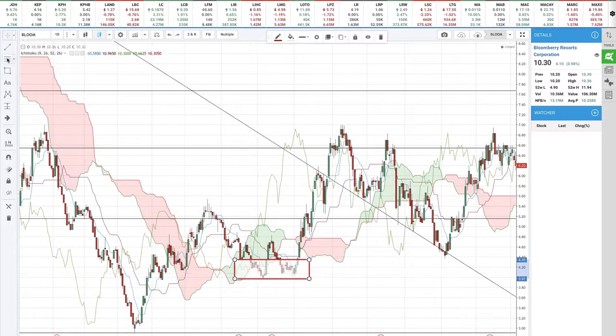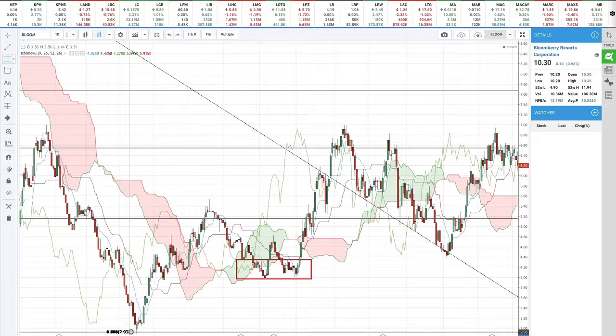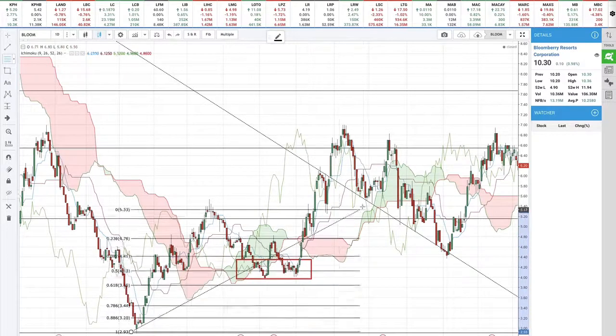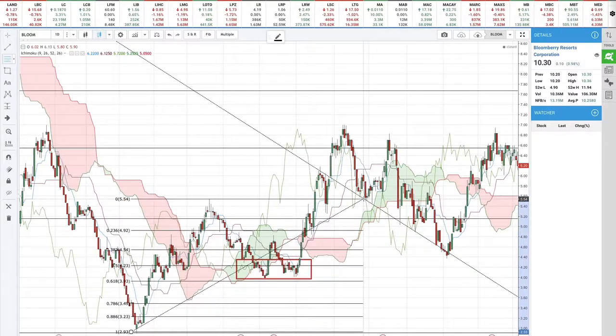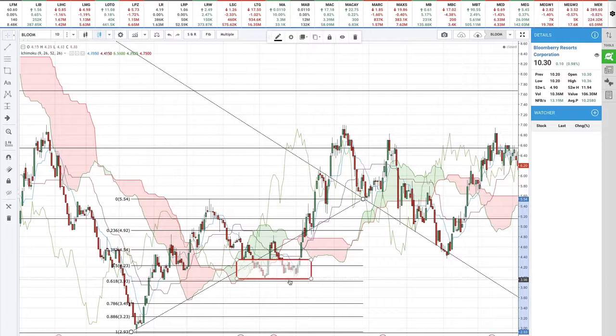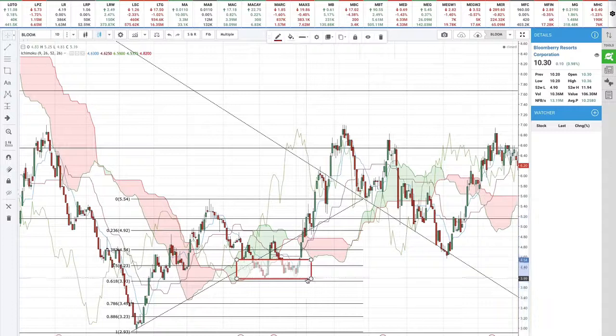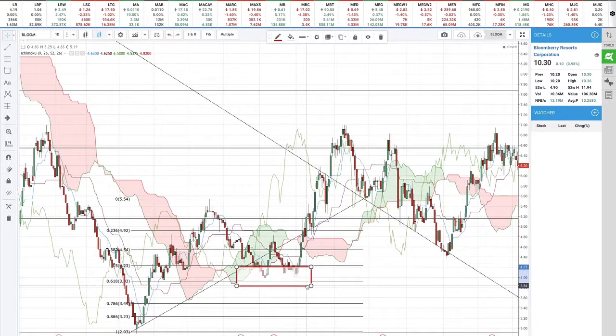At the same time, if we add some Fibonacci to it, this was also the area where we find the 61.8 Fibonacci level. This is a strong support area. This is the golden ratio. So you have again a confluence of the Senkou B acting as support in this area for the Chikou span, and also the 61.8 Fibonacci level. So there's a confluence of supports between Fibonacci and Ichimoku at this bounce area.